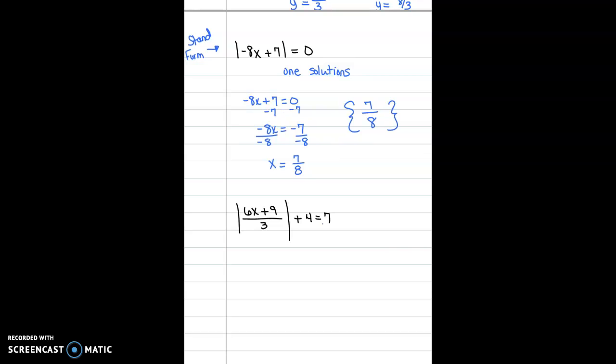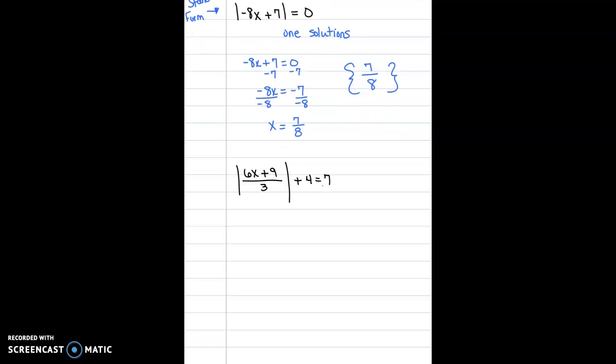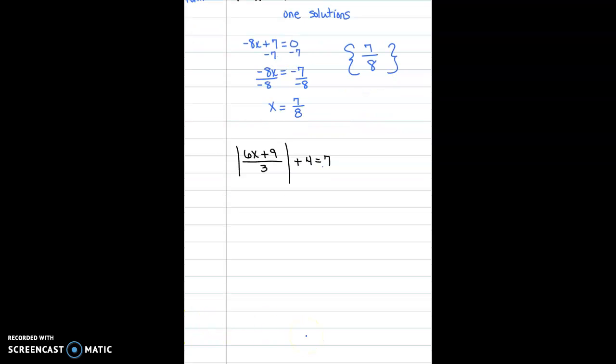Okay, this bottom one looks kind of funny because it's kind of big, but it's the same as all the others. I need the absolute values by themselves, so I need to get rid of this plus 4. So I need to subtract 4 from each side, and then I have standard form. 6x plus 9 over 3 in the absolute value symbols. The 4's cancel, and 7 minus 4 is 3. So this is standard form. I would need to type that whole thing in if it asked me to. Absolute value symbols, fraction, and all.